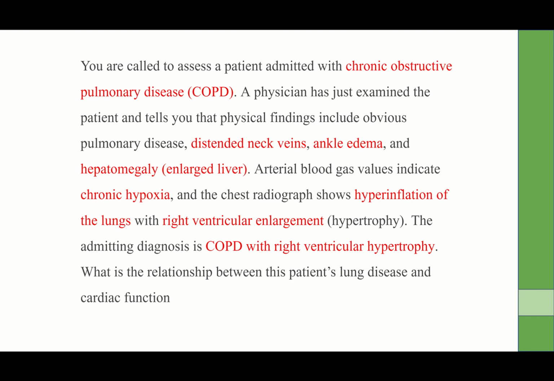A physician has just examined the patient and tells you that physical findings include obvious pulmonary disease, distended neck veins, angioedema, and hepatomegaly, or enlarged liver. Arterial blood gas values indicate chronic hypoxia, and the chest radiograph shows hyperinflation of the lung with right ventricle enlargement or hypertrophy. The admitting diagnosis is COPD with right ventricular hypertrophy.